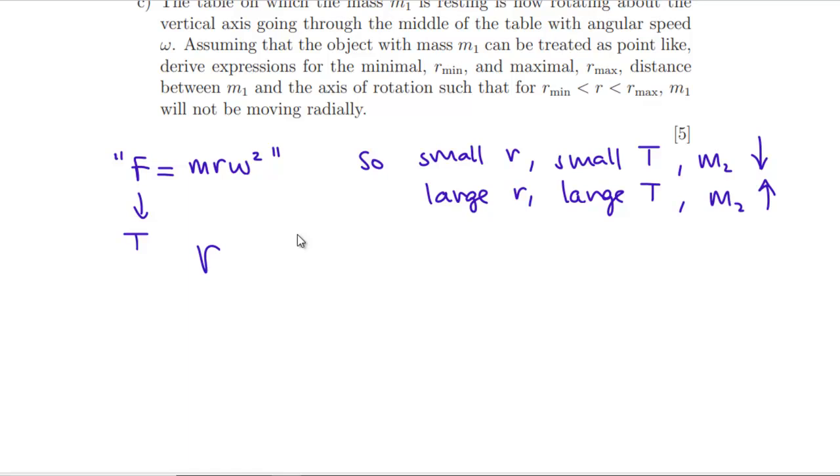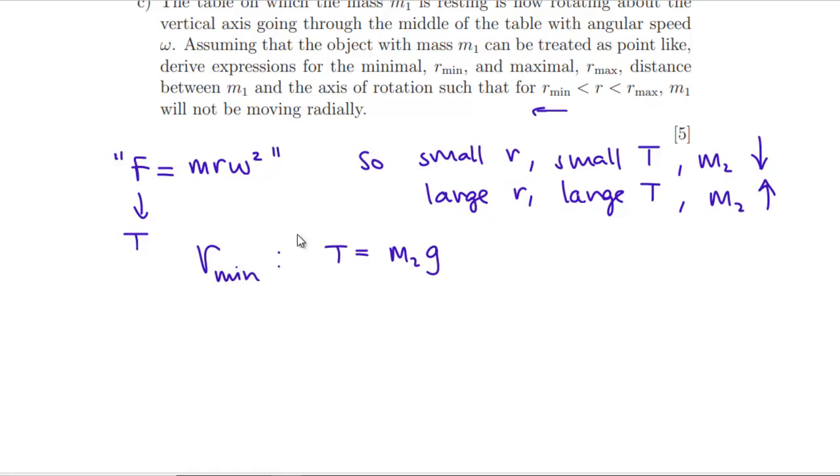So if we want R min, for our smallest R, the mass on the table will be slipping towards the hole. But at that point, T is going to be equal to M2 g because we're still in equilibrium. We're at that point of slipping, that point of everything falling down through the center of the hole. So we've still got equilibrium for M2.